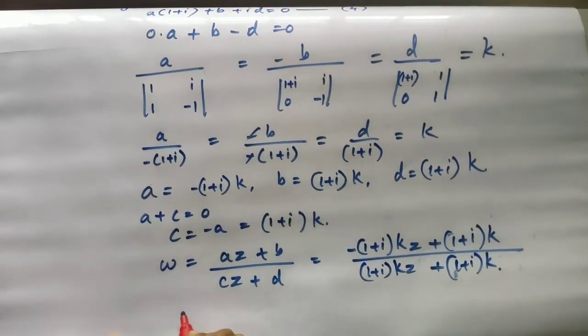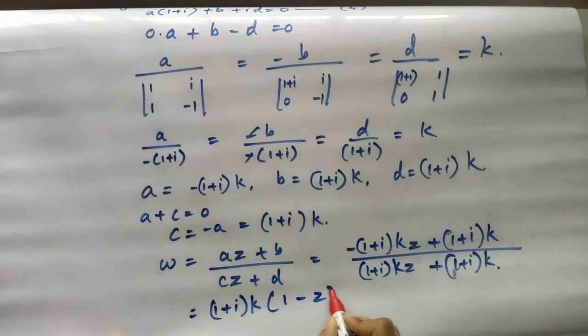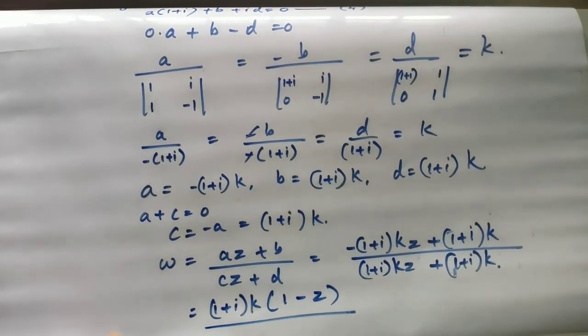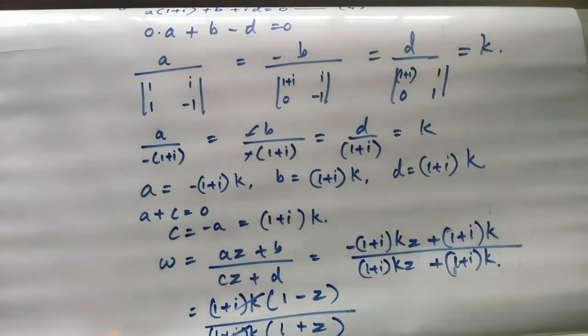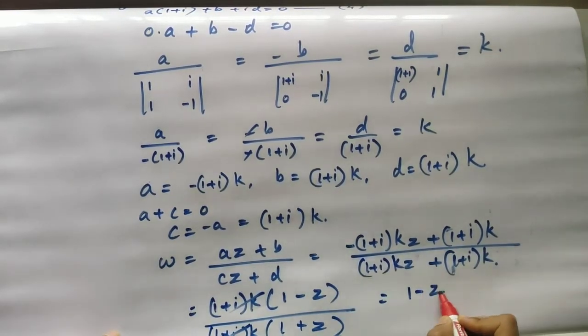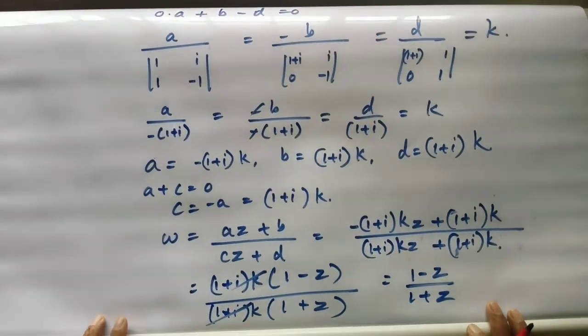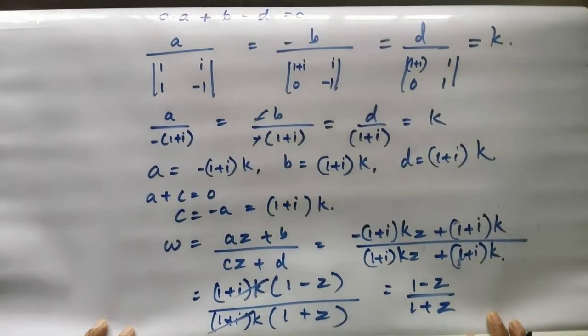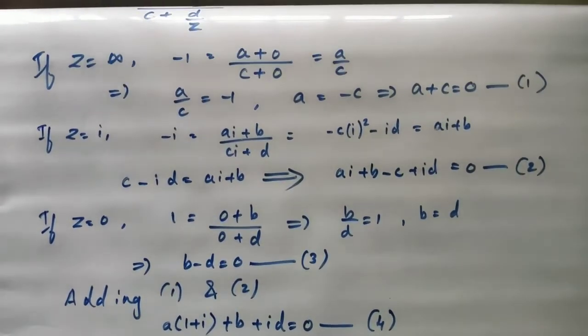Now I can take (1 plus i) into K common from both the numerator and the denominator. So 1 minus Z is left in the numerator. Similarly, in the denominator, if I take (1 plus i) into K common, you are left with 1 plus Z in the denominator. These two will get cancelled. The required transformation is 1 minus Z divided by 1 plus Z. I hope this is clear to all of you. Yes? Yes.